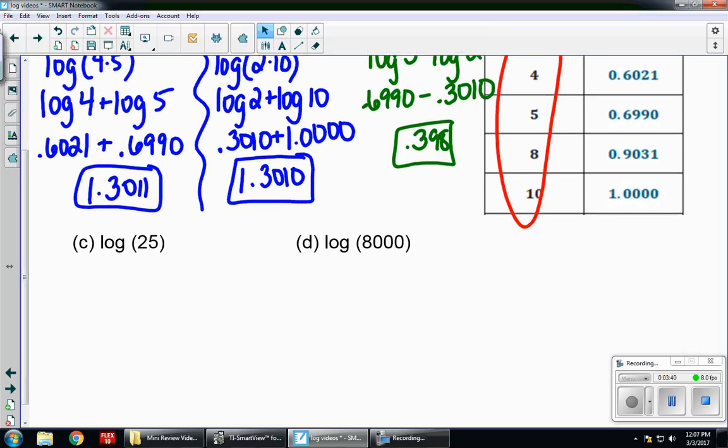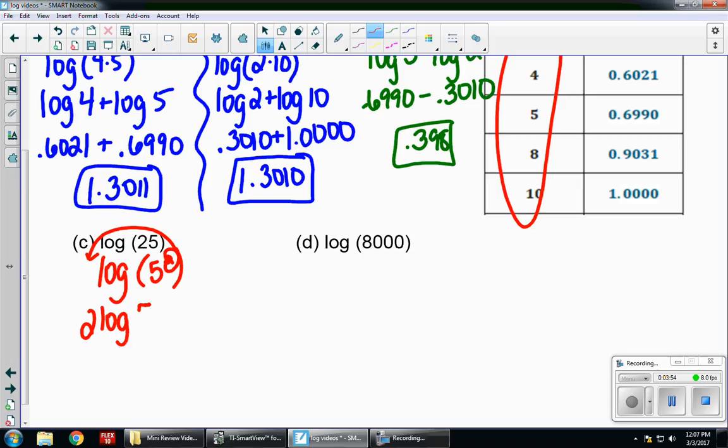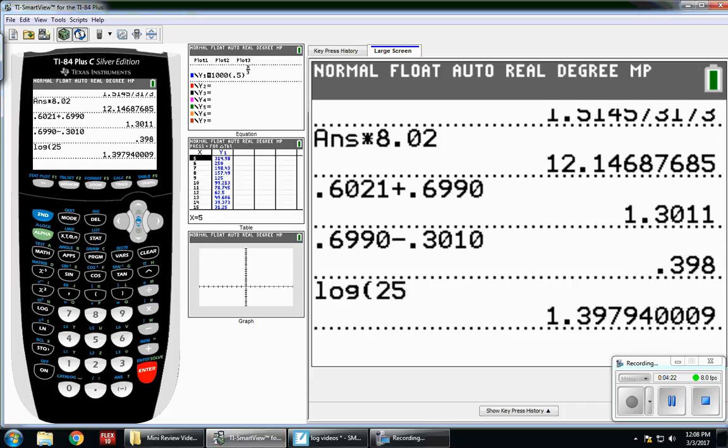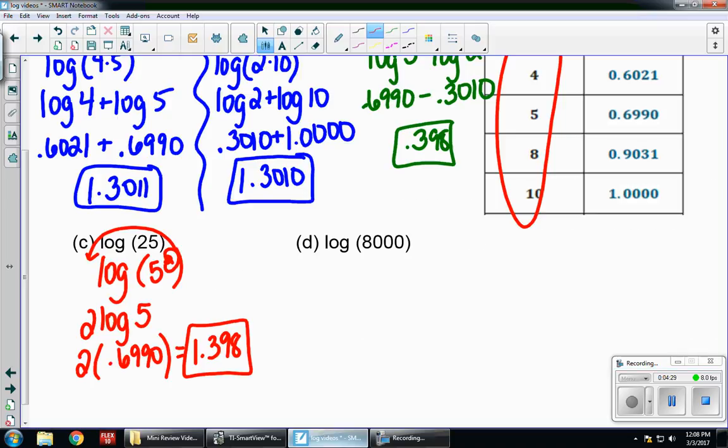Let's take a look at part C, log of 25. So log of 25 can be written as 5 squared. And then my power rule tells me that I can take my exponent and bring it to the front. So this is really 2 times log 5. According to my table, log 5 is 0.6990. So 2 times 0.6990 will give me 1.398, which is the answer. Now, I could always check this on my calculator. If I went to my calculator and did log of 25, I get approximately our answer. It's going to be different because it's an exact value and it's rounded. But it's a good way to check.